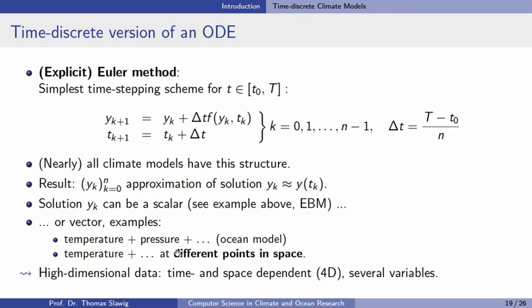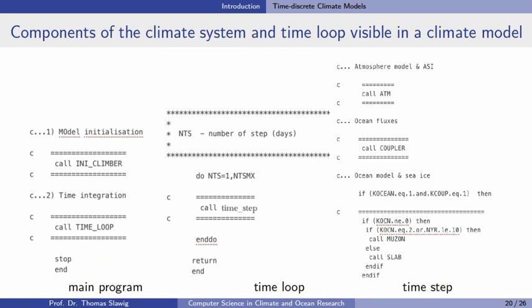Vectors, as already mentioned, we get if we have different points in space, but also if we have different quantities: temperature, pressure, velocity in an ocean model. Because the Earth is very big, and if we compute an ocean model, we want a very fine resolution in space, and we have time dependency, then we in fact have 4D data at the end, and we might have several variables, so there's another dimension. So we end up with a high dimensional problem, which is the reason why we use high performance computers, and we have to design a very good and fast algorithm to solve these problems because of the high dimension and because of the internal variability that I mentioned. But this is the basic structure.